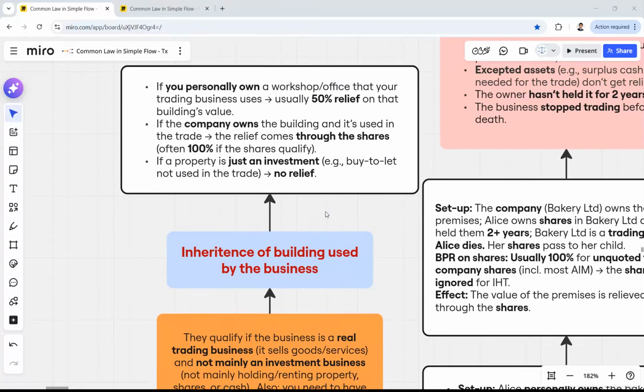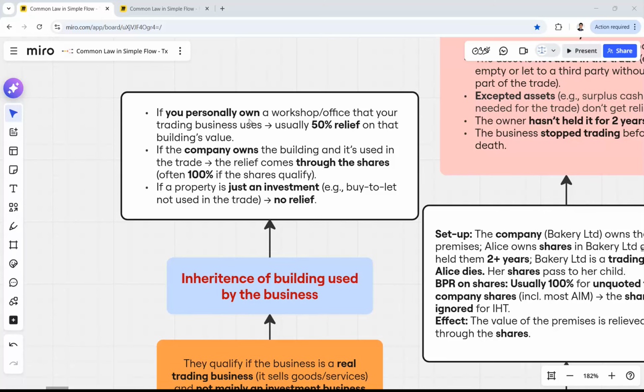Inheritance of building used by business. If you personally own a workshop or office that your trading business uses, it usually gets 50% relief on that building's value. If the company owns the building and it's used in the trade, the relief comes through the shares, often 100% if the shares qualify. So just to concentrate on these 2 points.